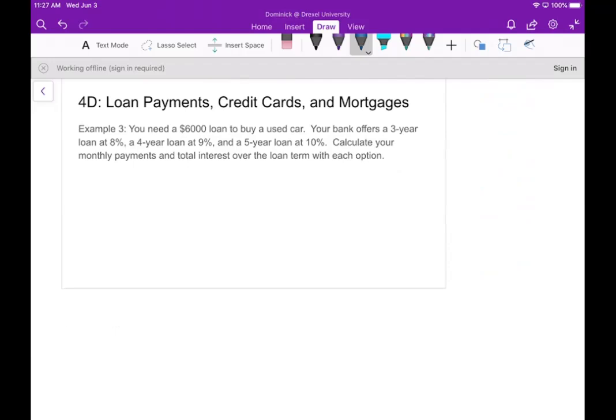Okay, so let's look at another example. Now we need a $6,000 loan to buy a used car. All right, now your bank offers a 3-year loan at 8%, a 4-year loan at 9%, and a 5-year loan at 10%. Now we're going to calculate the monthly payments and look at the total interest over the loan term with each option. Okay, so again, we're using the same formula. We're using PMT is equal to P times R over N over 1 minus 1 plus R over N to the minus NT.